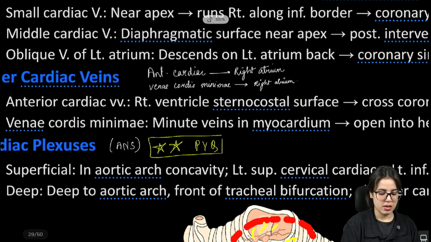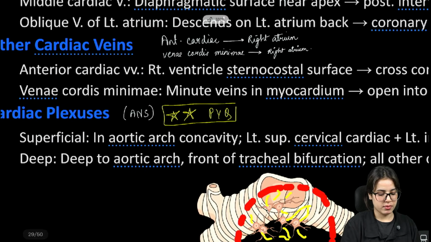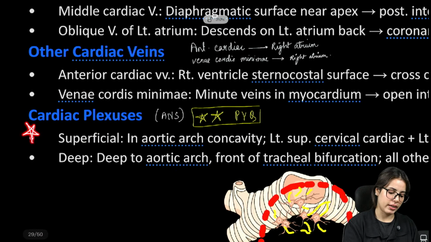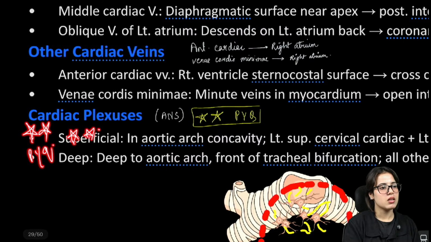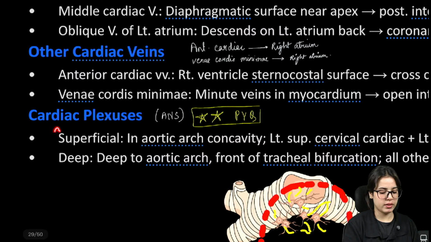Okay. Minute veins in the myocardium, cardiac plexus, so many times, very important, very important. Superficial cardiac, two types of cardiac plexus.